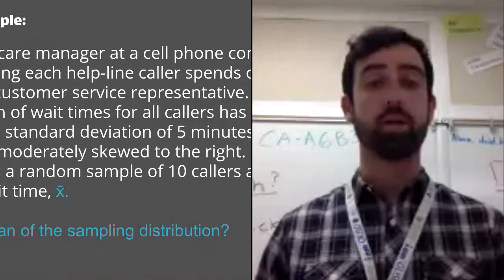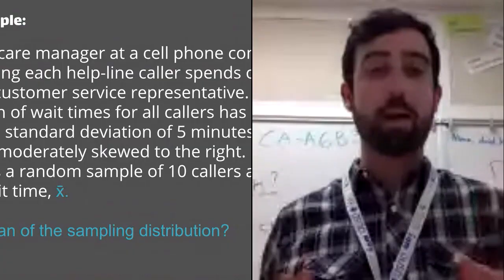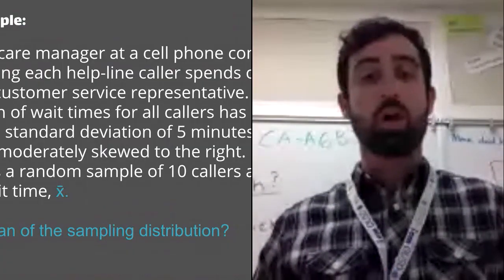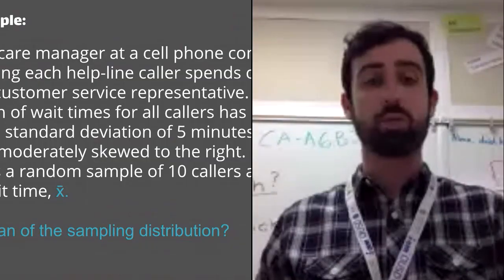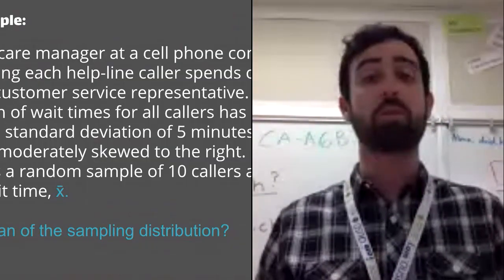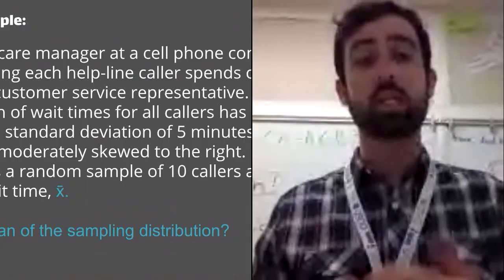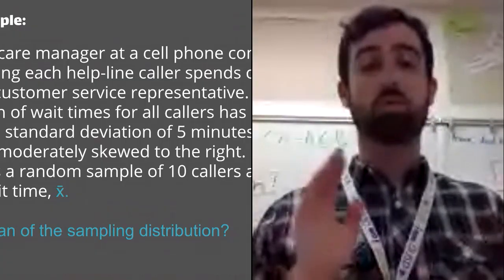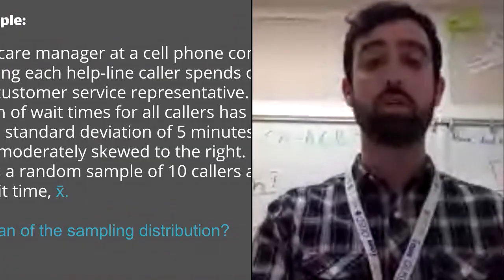Okay, so remember, it doesn't matter what the shape is of the population. Our average for our sampling distribution, or our center for our sampling distribution, or our mean for our sampling distribution is going to be the same as our population distribution. So the mean of the sampling distribution is going to be 12. Straight 12, same as our population distribution. Just like the example I showed you earlier right here.